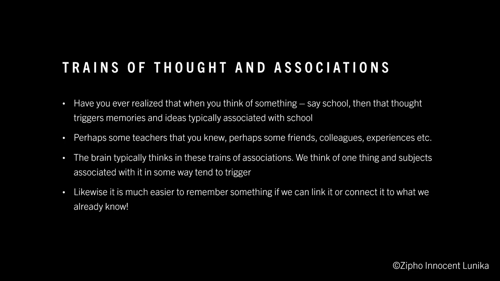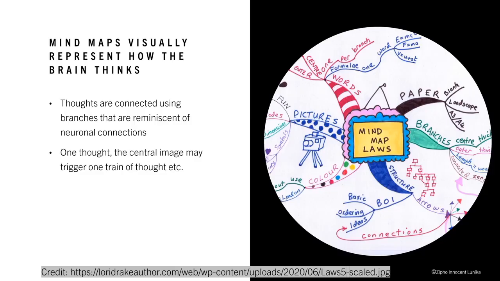I'll show you a mind map just to visualize how this sort of thing works. So now, let's take a look at a mind map here, on the right side. What do mind maps do? Mind maps visually represent how the brain thinks. They can also be a powerful learning tool. The ideas are connected using branches that are reminiscent of neuronal connections. One thought, the central image, may trigger one train of thought.